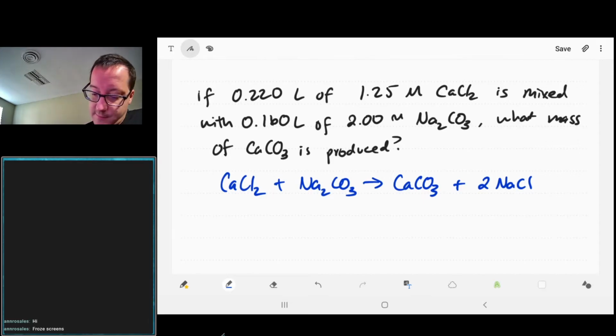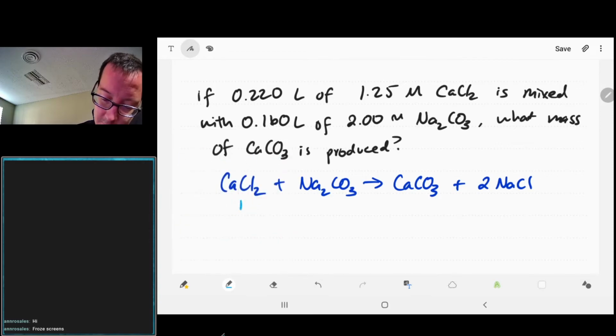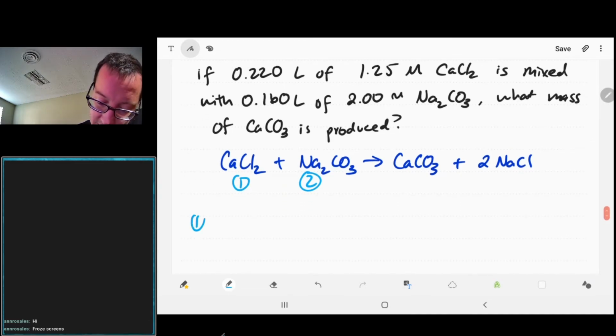We know we have 2 reactants, and we have information about both of them. And we're asked for one of our products, a mass of it. So, because we have information about both reactants, we have to do the unit conversion process twice. All right. So, with this, let's just go ahead and take a look one at a time. So let's just do the calcium chloride first.